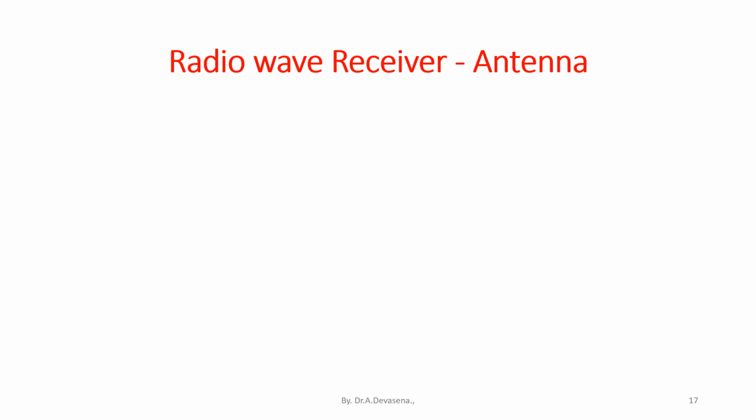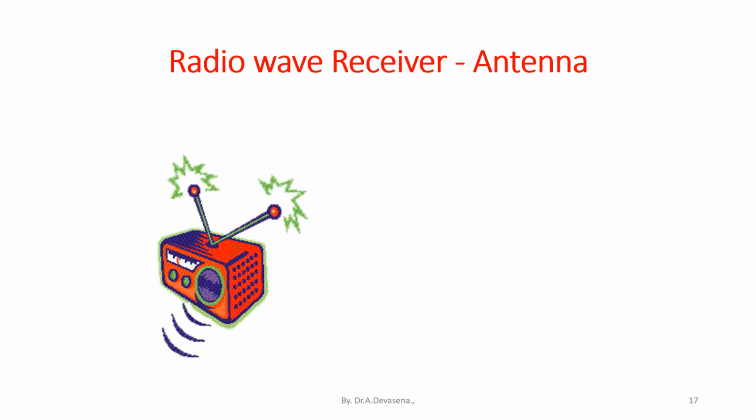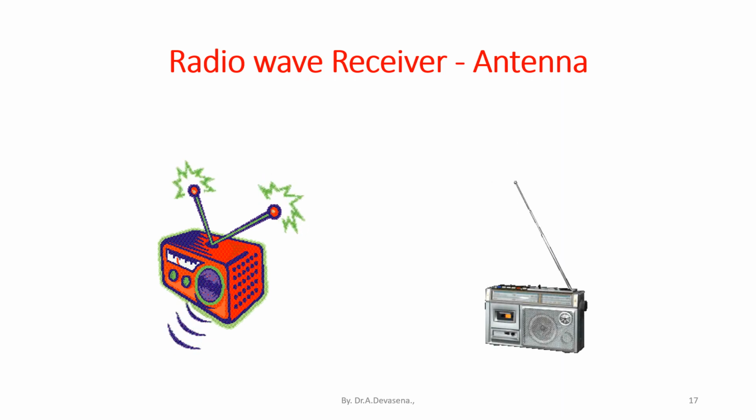Now we see the radio wave receiver, that is the antenna that is present in the radio of our home. This is the representation of an antenna that is available in the radio. And another representation, the antenna that is connected to our radio plays a vital part of receiving the information. The radio waves get transmitted from the broadcasting station. That wave has to be received to our radio with the help of the antenna. This is indicated in this representation.